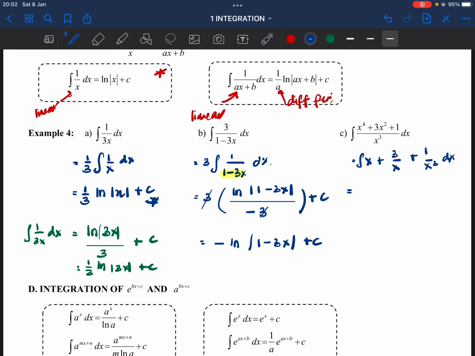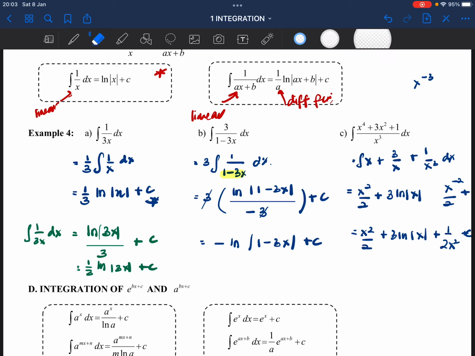So integrate x, we get x square over 2. Integrate 3 over x, we have 3 ln modulus x. Integrate 1 over x cubed is x negative 3. That means you will have x negative 2 over 2 plus c. Okay, simplify, we have x square over 2 plus 3 ln modulus x plus x negative 2, or 1 over 2 x square plus c. Okay, don't forget your plus c. Alright. Sorry, this is negative. Kan? X negative, so kat sini negative.